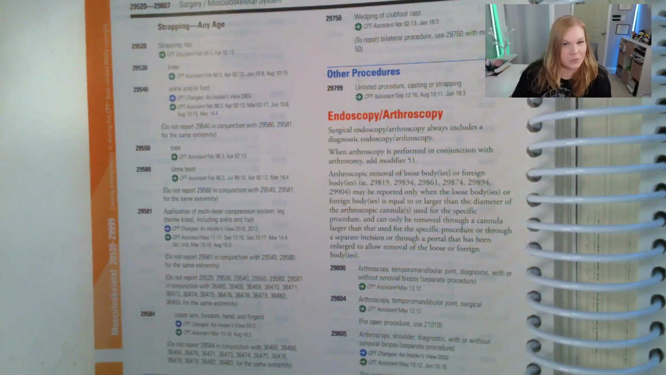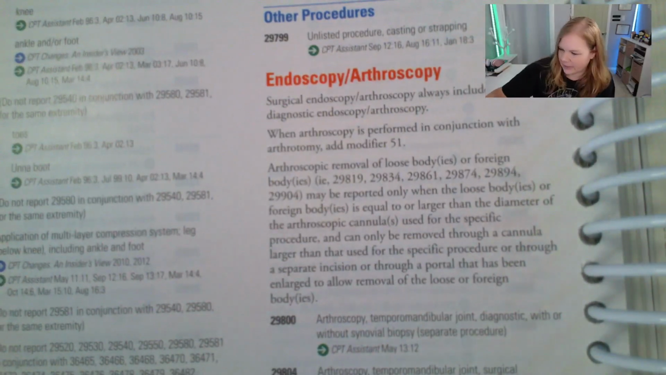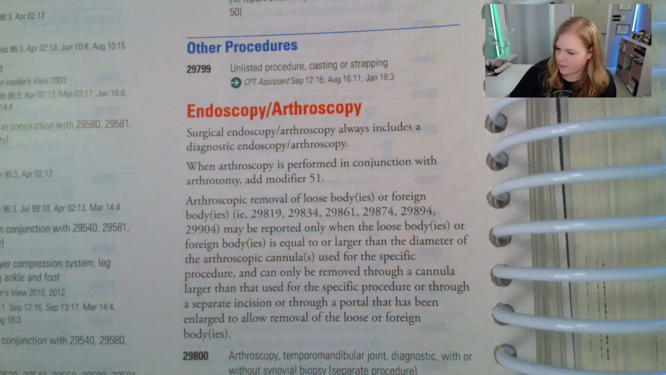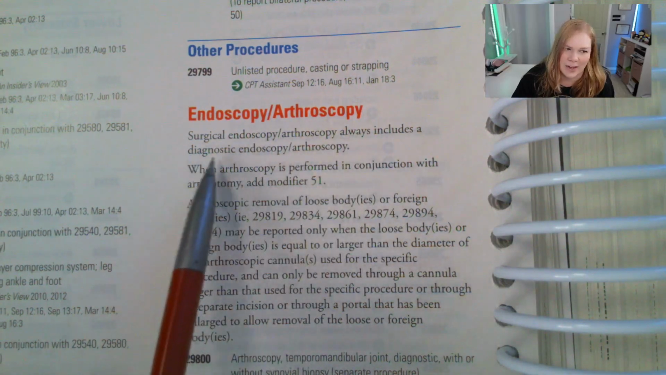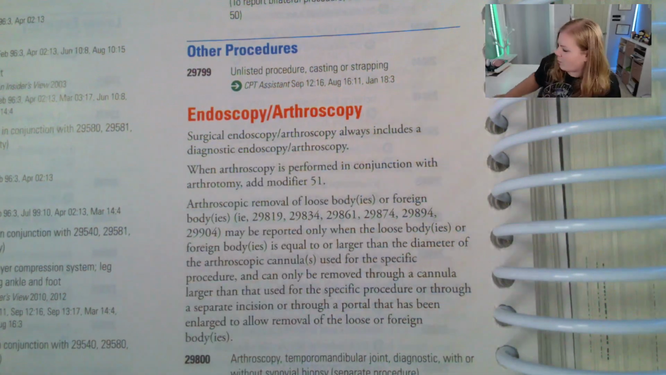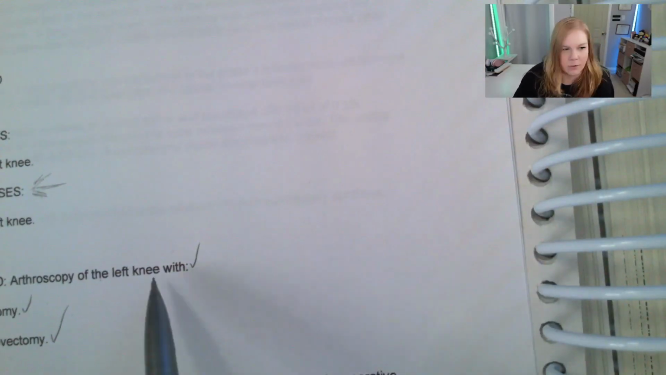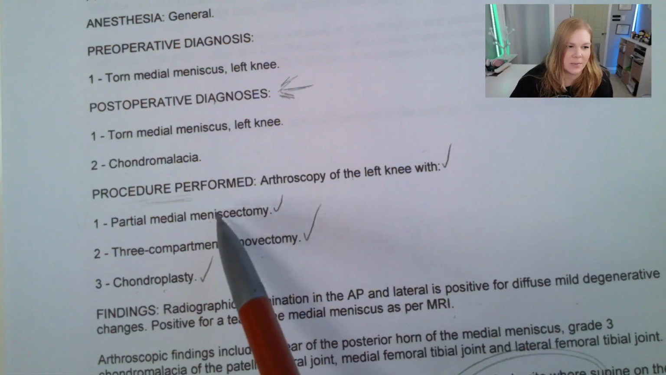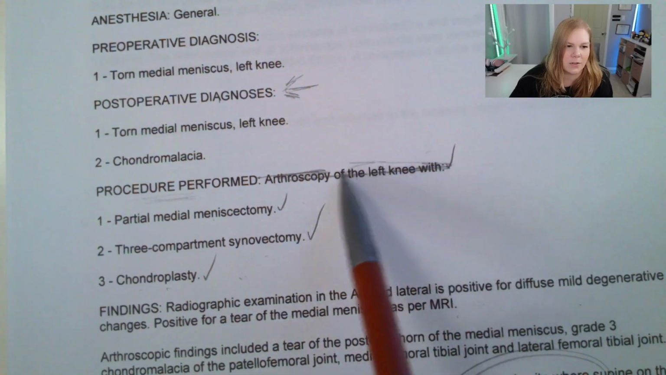Now, when we get to this section, are we just going to start fishing around for codes? No, we're going to check some of our guidelines. Guidelines are gold. You need to know what you're doing before you just start picking at codes, right? So it says here, good reminder, general coding rule: surgical endoscopy or arthroscopy always includes a diagnostic endoscopy or arthroscopy. So what does that mean? Does that mean that we are going to code for this arthroscopy, or is that going to be bundled in to our meniscectomies? That means it's going to be bundled in. So this code, we're not going to code, it's bundled all in there.